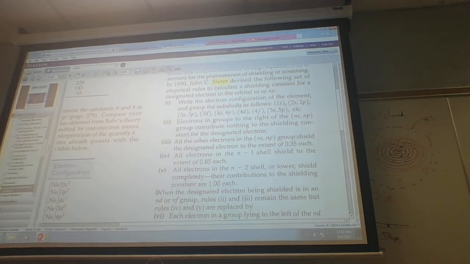So Slater devised these rules to estimate what the Z effective, the charge, is going to be. But what we're going to do is we're going to condense this down because this is too much detail for us. What we're going to say is this. Same shell electrons are poor shielders. Inner shell electrons are very effective shielders. Inner shell being, if I'm in the N equals 3, then anything in the N equals 3 will be same shell. Anything in the N equals 1 or N equals 2 will be in the inner shell.